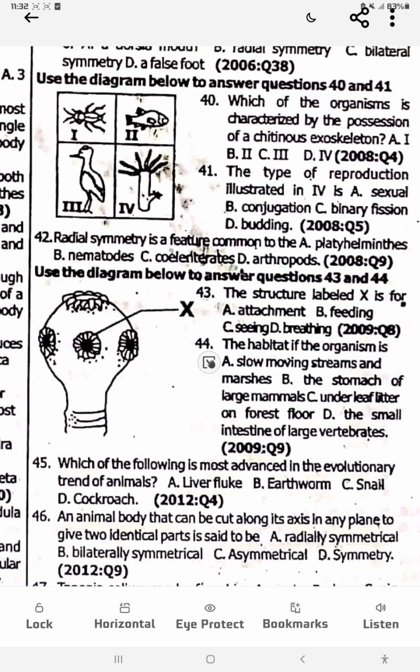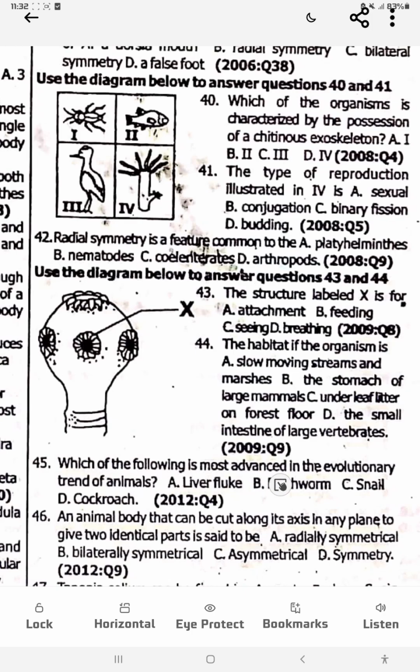44. The habitat of the organism: where does this organism stay? The stomach of, the small intestine of a large vertebrate. Notice, some people will just pick option B. Option D is the answer. The small intestine of a large vertebrate, that's where this organism will stay. Check very well, don't forget.